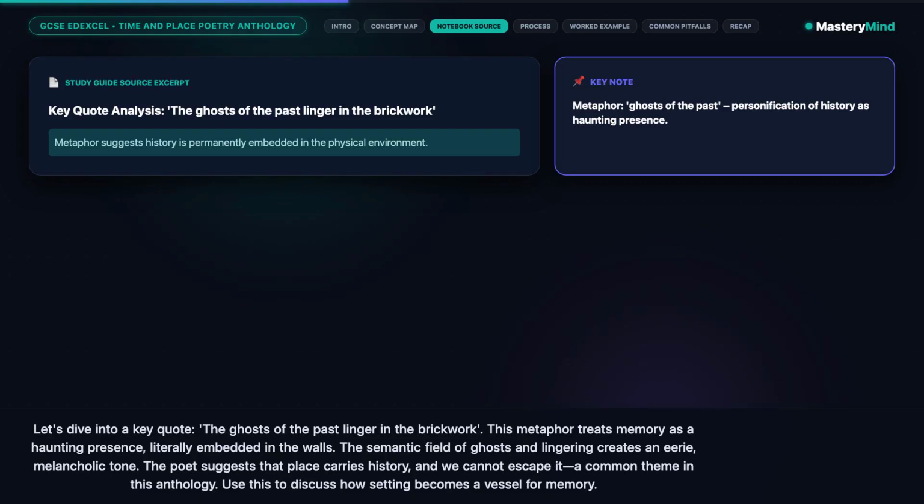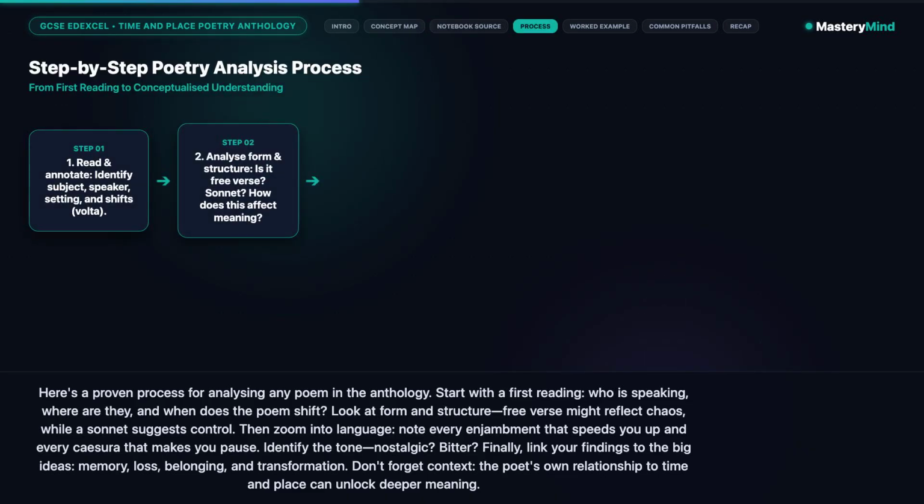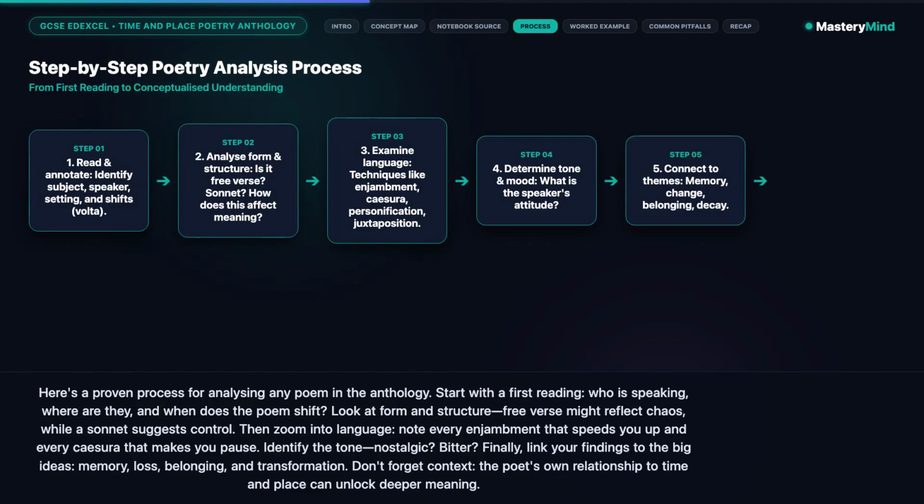Here's a proven process for analyzing any poem in the anthology. Start with a first reading: who is speaking, where are they, and when does the poem shift? Look at form and structure. Free verse might reflect chaos, while a sonnet suggests control. Then zoom into language, note every enjambment that speeds you up and every caesura that makes you pause. Identify the tone: nostalgic? Bitter? Finally, link your findings to the big ideas: memory, loss, belonging, and transformation. Don't forget context. The poet's own relationship to time and place can unlock deeper meaning.